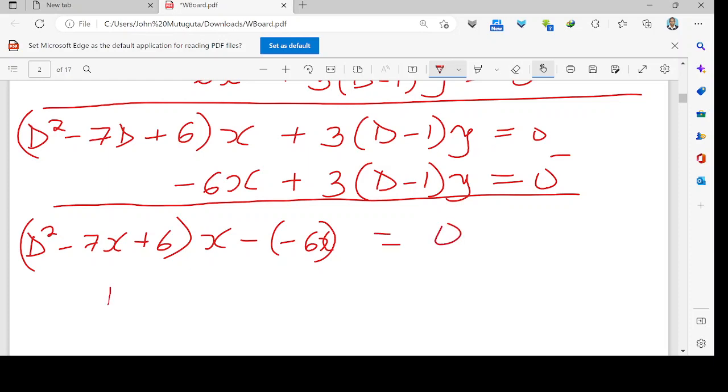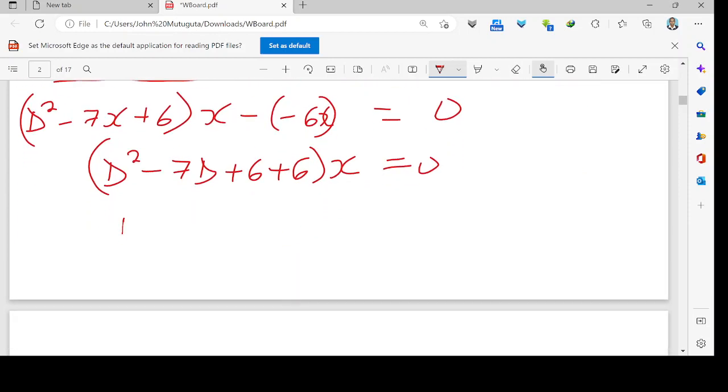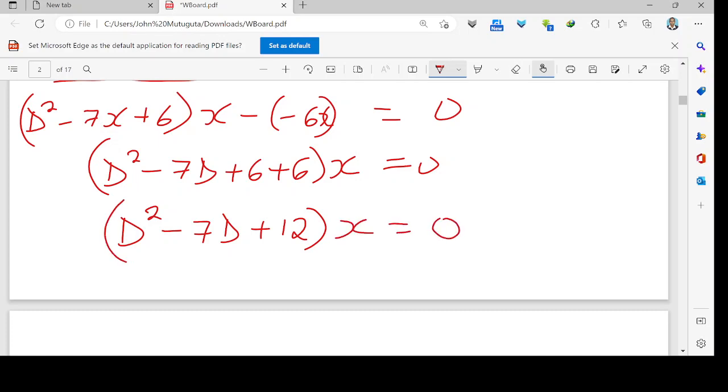And notice that now we can write this one as d squared minus 7d plus 6, then plus 6, x is equal to 0. Notice that this term becomes plus 6, minus 6 is positive 6. So we add to this one, because this is 6x, plus 6x, which will give us 12x. So we get d squared minus 7d plus 12, operating on x, is equal to 0.